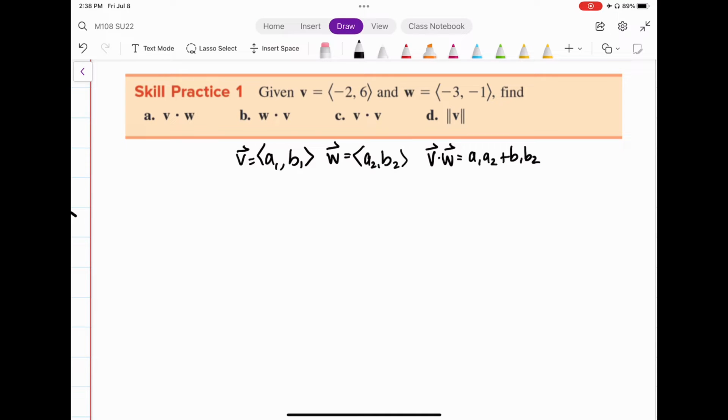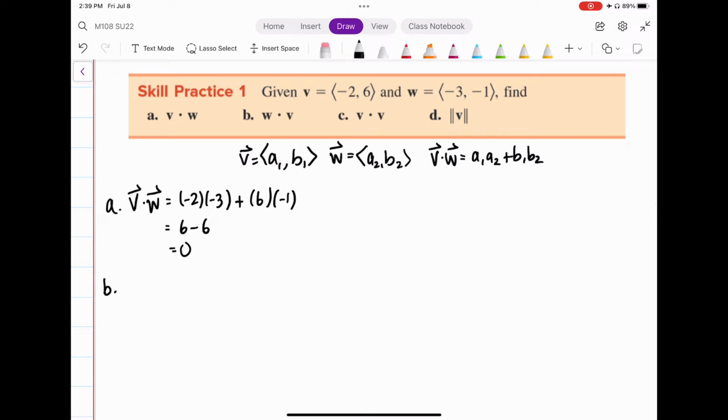Computing the dot product of vector v times vector w, we're going to take -2 times -3 plus 6 times -1. We then have 6 minus 6, which is 0.